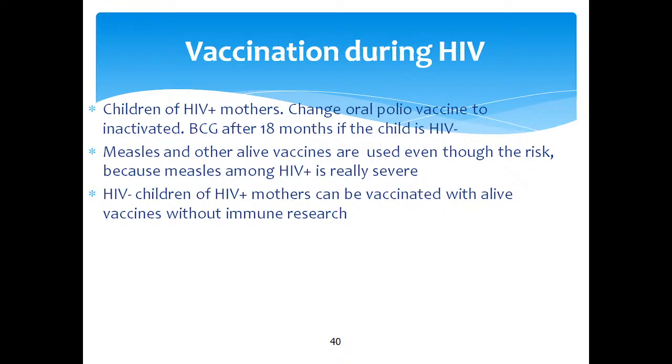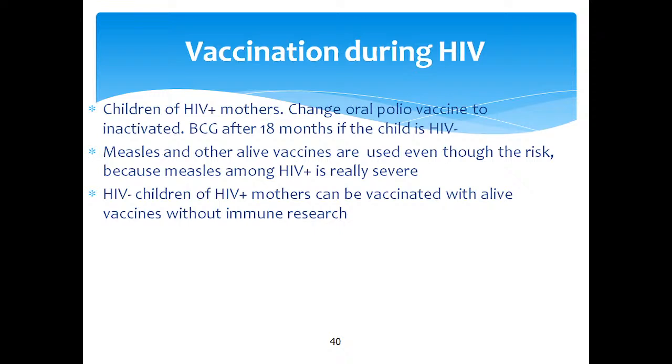Vaccination during HIV. For children of HIV-positive mothers, change the oral polio vaccine to the inactivated one, and give the BCG vaccine just after 18 months old if the child is HIV negative. He can be HIV negative if the mother has correct treatment for HIV. Measles and other live vaccines are used even with the risk, because measles among HIV-positive people is really severe. HIV-negative children of HIV-positive mothers can be vaccinated with live vaccines without immunity research.